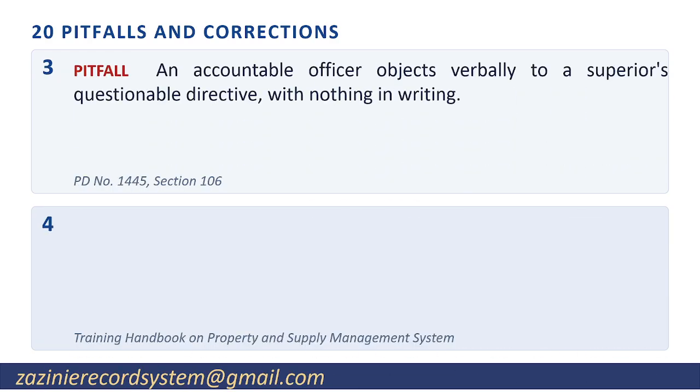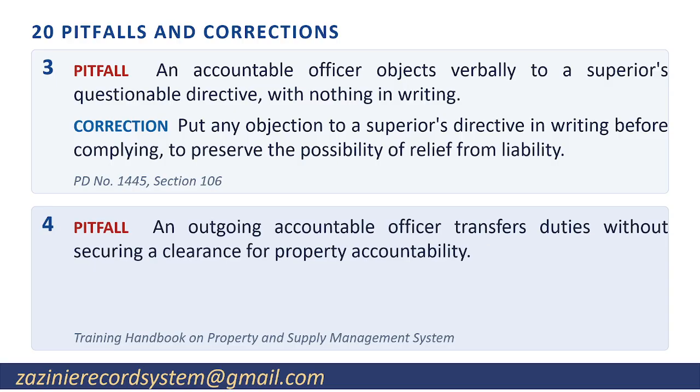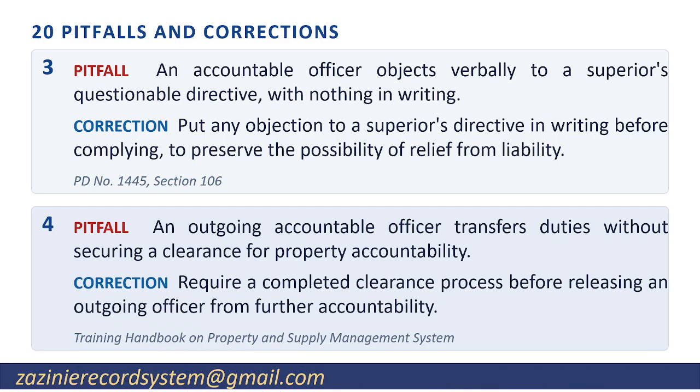20 pitfalls and corrections. Number 3. Pitfall: an accountable officer objects verbally to a superior's questionable directive, with nothing in writing. Correction: put any objection to a superior's directive in writing before complying, to preserve the possibility of relief from liability. Number 4. Pitfall: an outgoing accountable officer transfers duties without securing a clearance for property accountability. Correction: require a completed clearance process before releasing an outgoing officer from further accountability.